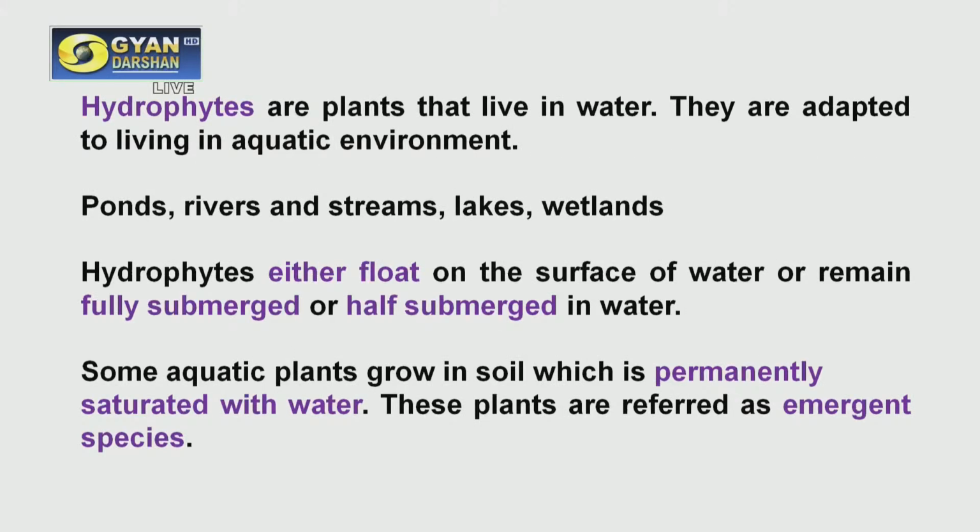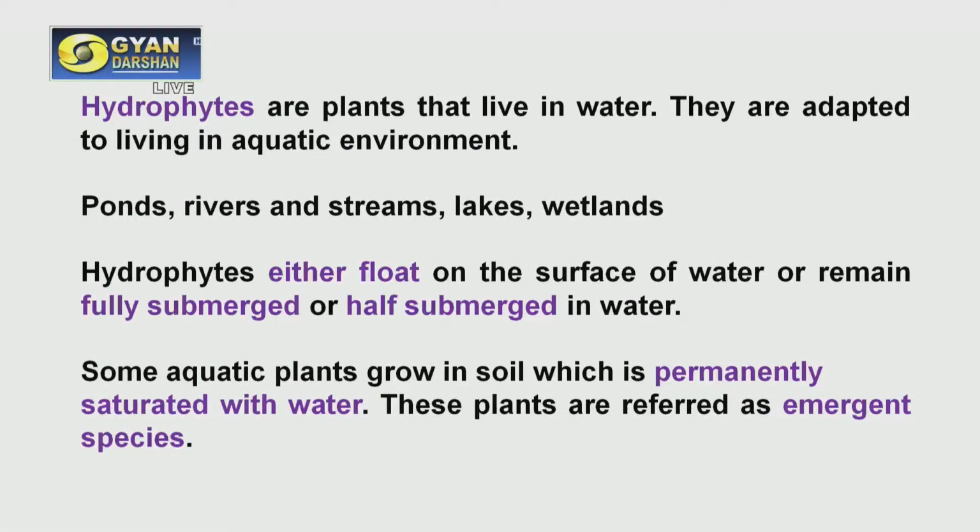Next we come to what we mean by hydrophytes. First of all, we will discuss the two main groups of plants, that is hydrophytes and xerophytes, and we begin our discussion with the hydrophytes. Hydro means water. So the hydrophytes are plants which live in water. That is, they have adaptive features which help them to survive in an aquatic environment. What are aquatic environments? It can be a pond, rivers, streams, lakes, wetlands, sometimes even sea and oceans. These are also aquatic habitats.